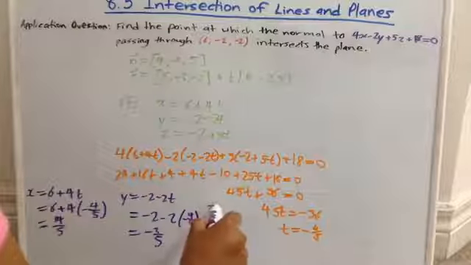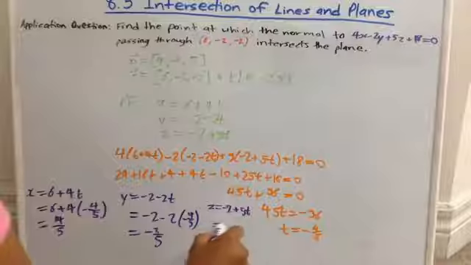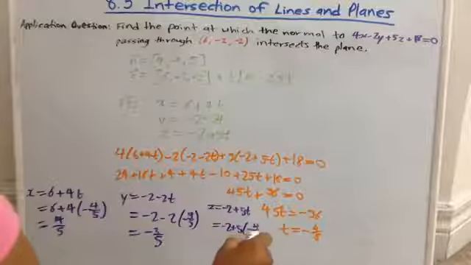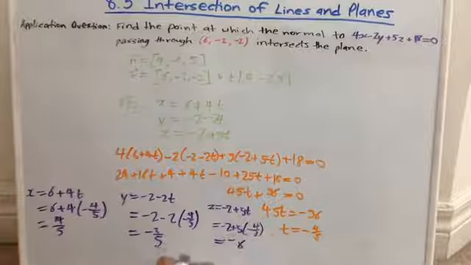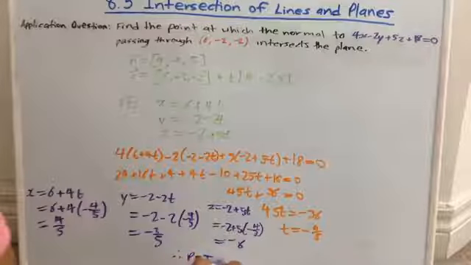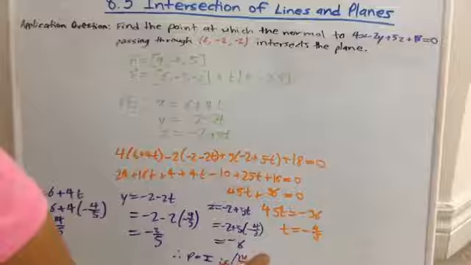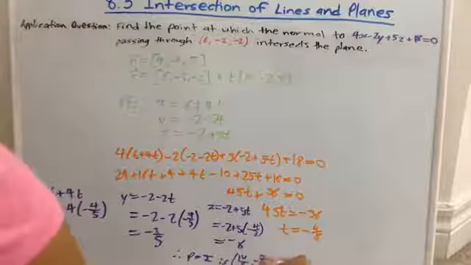And for z, we have negative 2 plus 5t, which is equal to negative 2 plus 5 times negative 4 over 5, which is equal to negative 6. So therefore, our point of intersection is 14 over 5, negative 2 over 5, and negative 6.